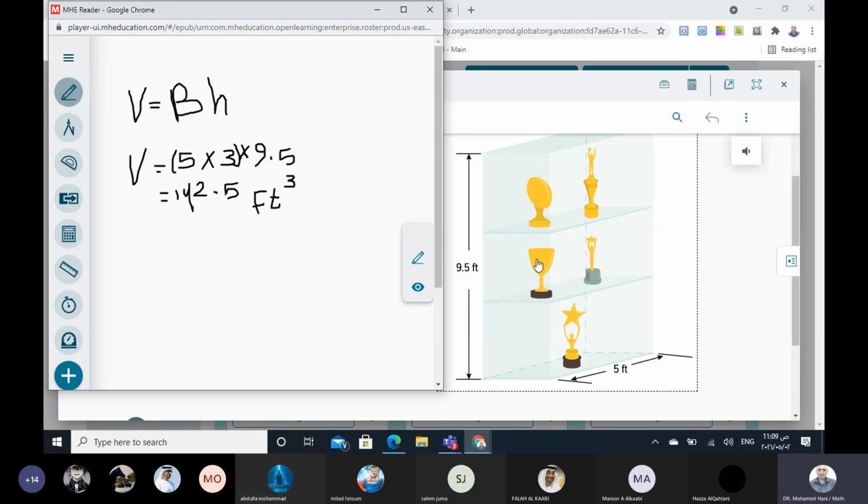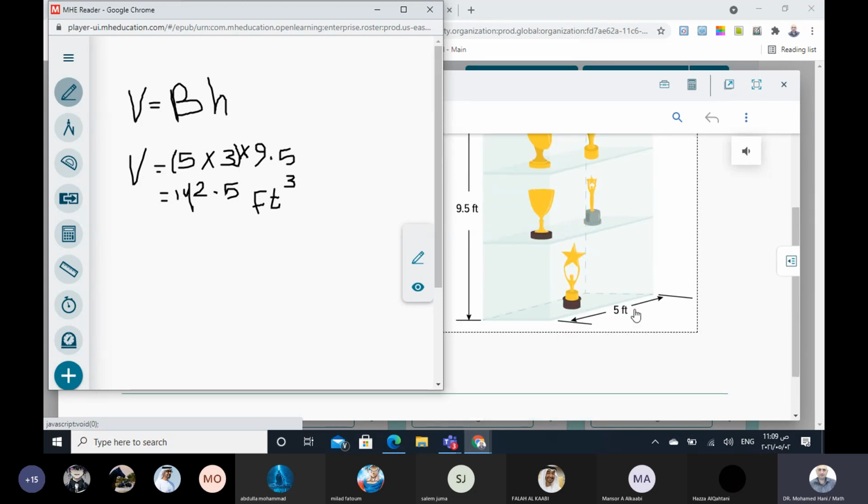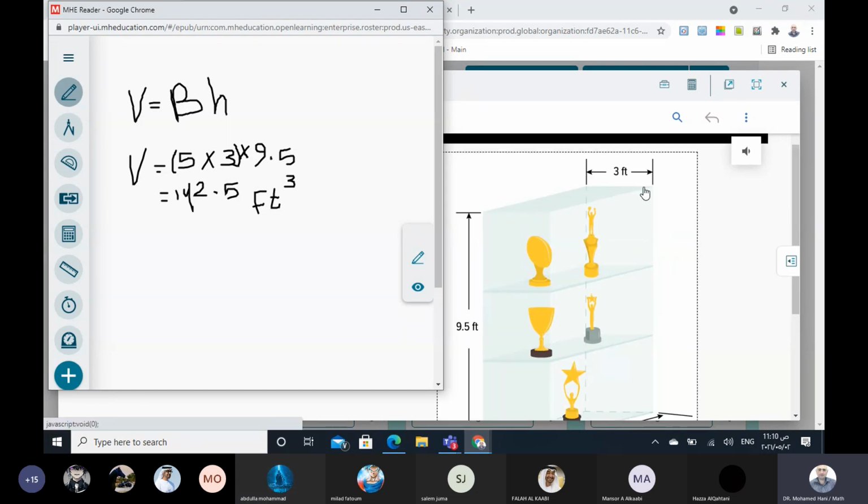B means the area of the base. What is the type of the base? Rectangle. How to find the area of the rectangle? Length times width. So the length will be what? Will be 5. And the width, as you see, will be what? Will be 3. And here the height, the third dimension, is 9.5. Okay?